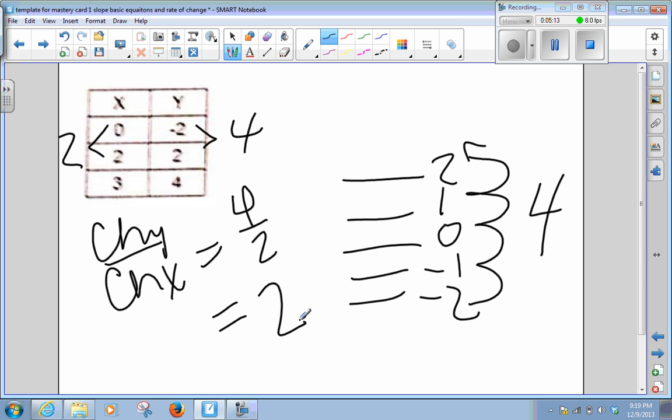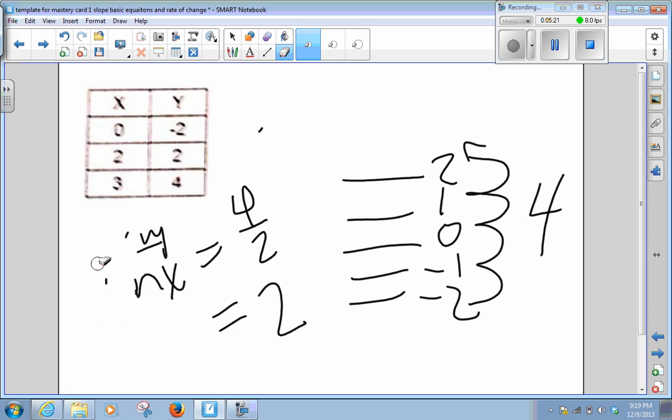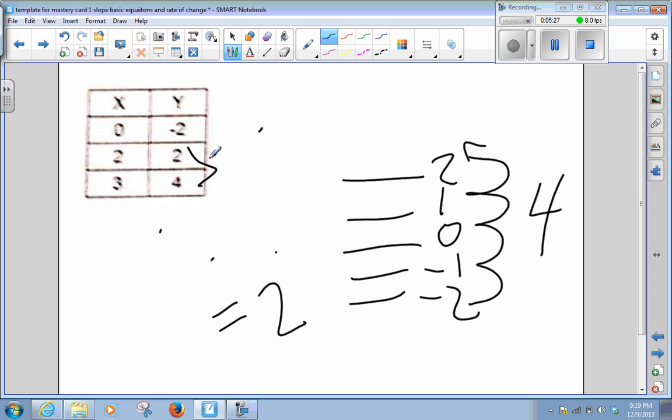Just to make sure and to prove a point, I'm going to find that same rate of change using the other set of points given to me in the table. From 2 to 4, that goes up by 2. From 2 to 3, that goes up by 1. 2 over 1 still simplifies to a 2. So either way, my rate of change is a 2.